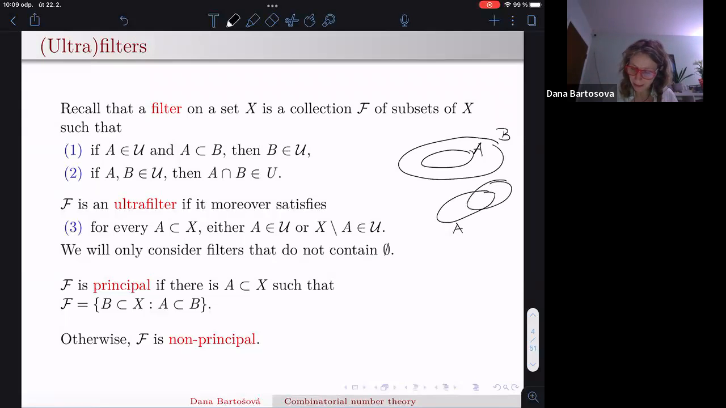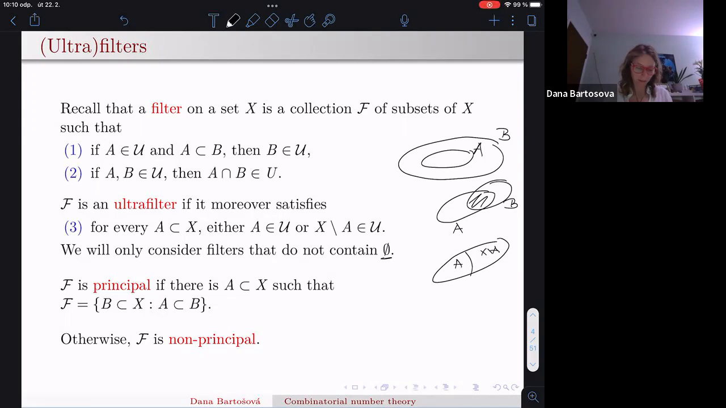So if I have A and B in the ultrafilter, then also the intersection is going to be in the filter. And what makes it ultra is that it chooses about every set, whether it is small or large. So that means that either A or the complement has to be in the ultrafilter. And we know that these are maximal among filters. You cannot add anything more to it to keep it being a filter, modulo this condition that we do not consider the empty set being large.